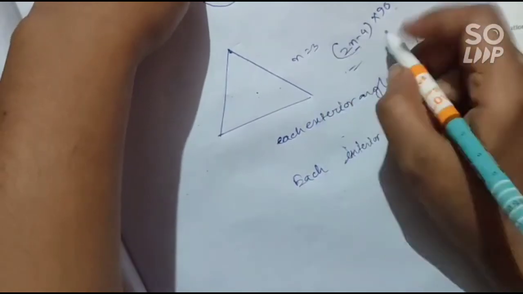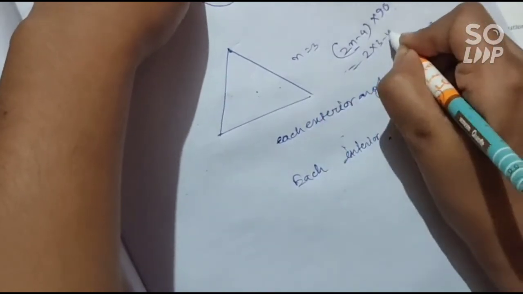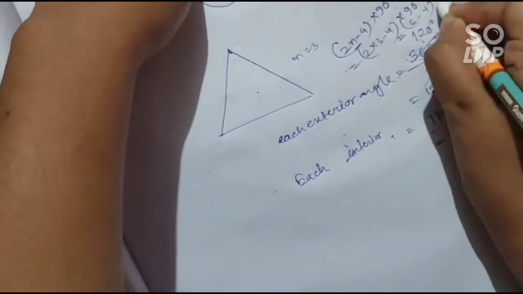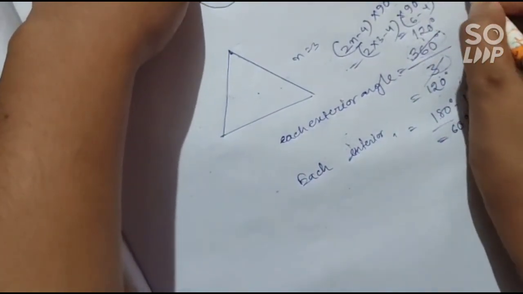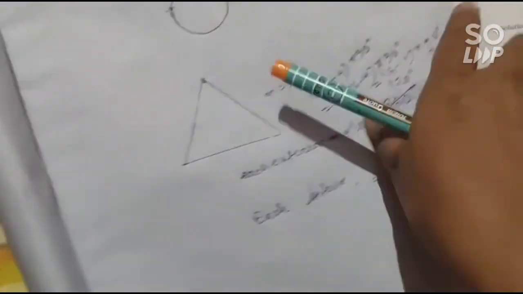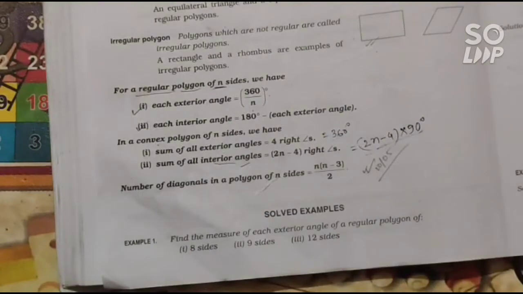Here the value of n is 3. So (2 into 3 minus 4) into 90 degrees. 2 threes are 6. 6 minus 4 into 90 degrees. That is 2 into 90 degrees, which will be 180 degrees. Okay. So this is the formula for the sum of all interior angles.